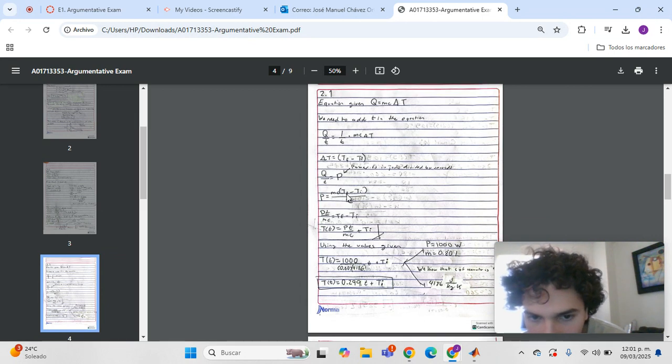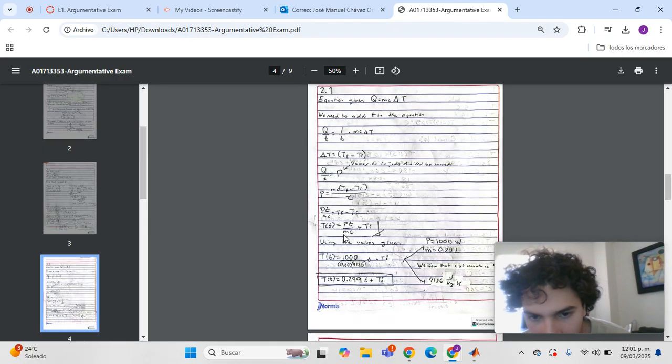Then we have over here this, where these terms are the same. After using some algebra, we get to this part, which is the equation, and using the values given in the problem, we just implement them in the equation.